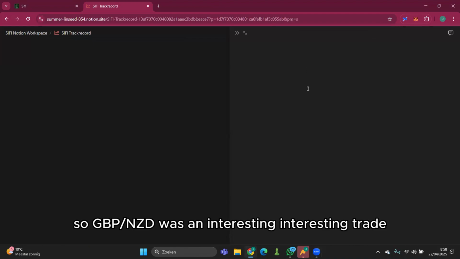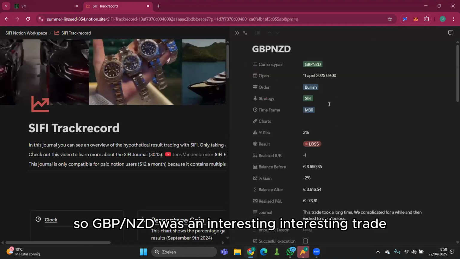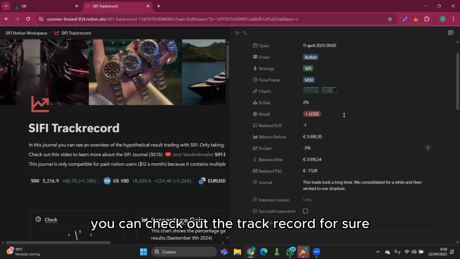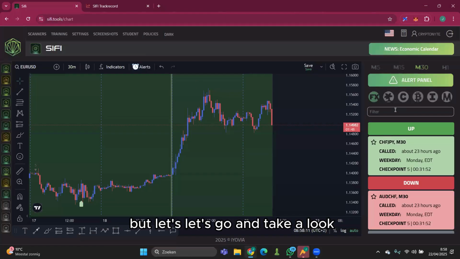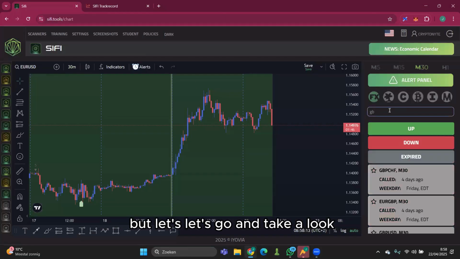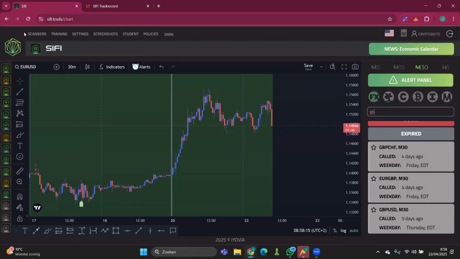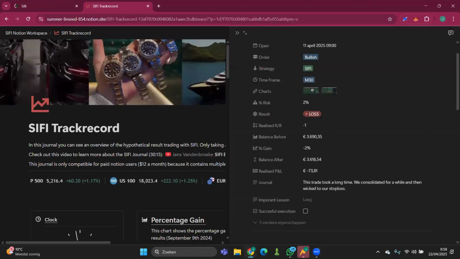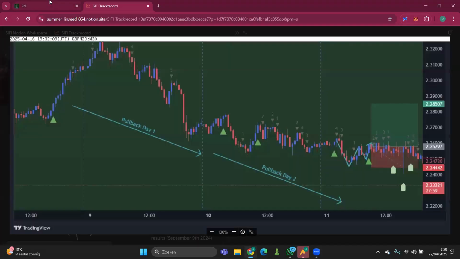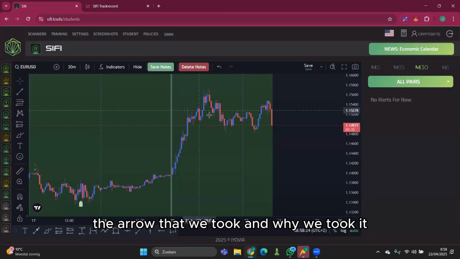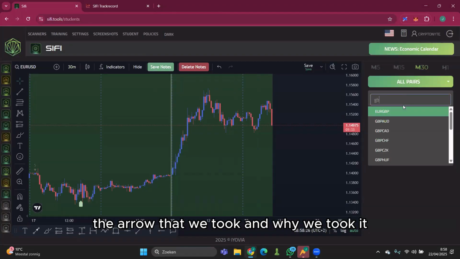So GBP NZD was an interesting trade. You can check out the track record for sure. But let's go and take a look. Let's go to student section. You can see it here on the picture, the arrow that we took and why we took it.